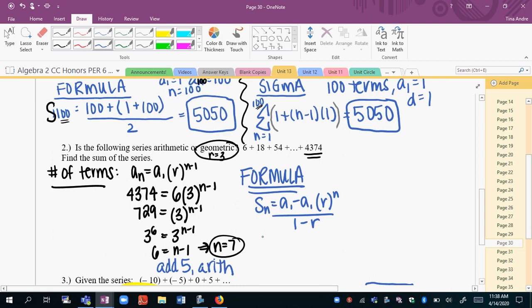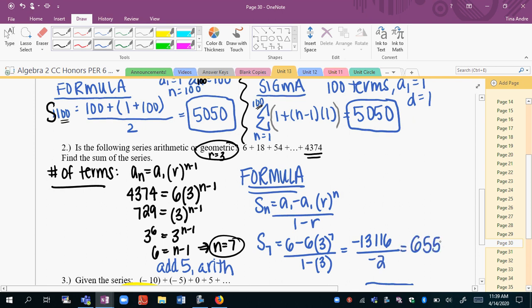So I'm trying to find the sum of the 7 terms in this series. So the sum of the 7 terms, so a1 times 1 minus my common ratio, which is 3, to the nth power, so that's going to be 7, all over 1 minus my common ratio. And plugging in all of this, I end up with negative 13,116 over negative 2. That results in 6,558.